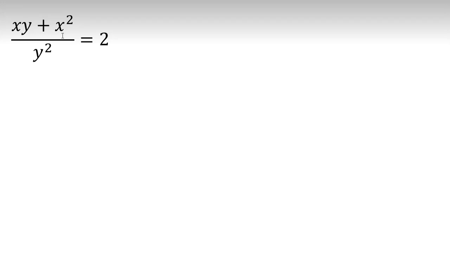xy plus x squared all over y squared equal to 2. We want to find x and y, in what numbers x and y are integers. So let's solve, and we can say x and y are from -10 to 10.